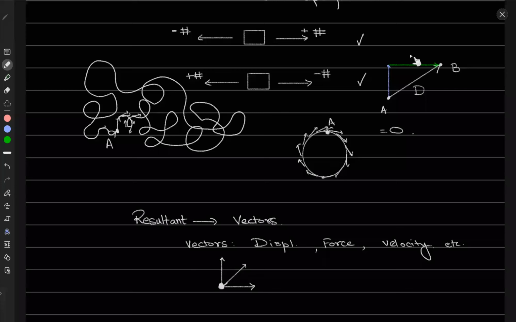So the one that we were talking about, our vector in this case was displacement, right? So that's why we said that this is the displacement, resultant displacement. Okay, sir. So is that clear? Yes. Okay, great.